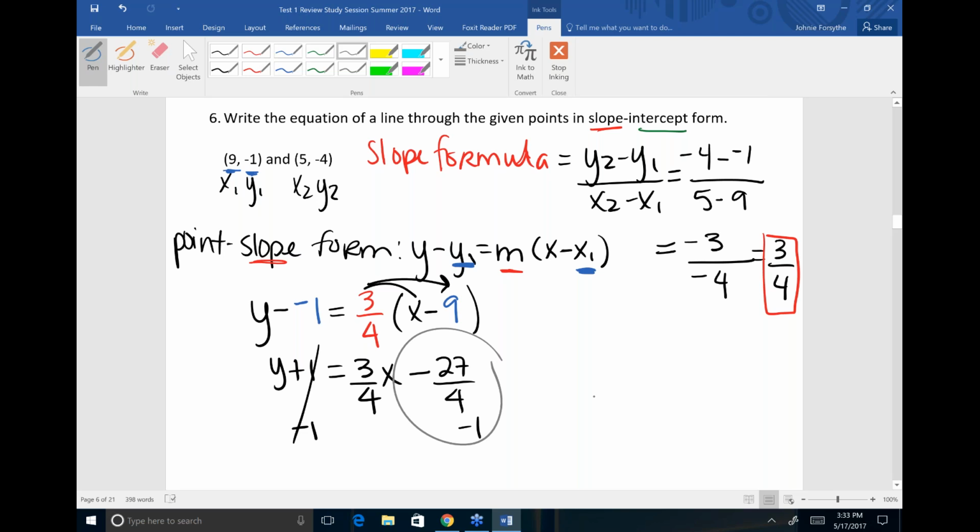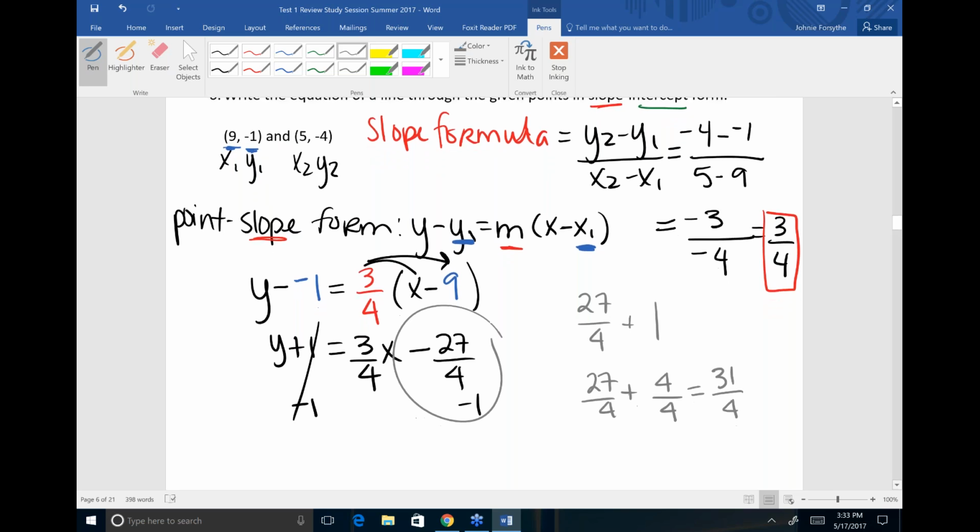So a negative plus a negative is going to give you another negative. So I'm going to ignore the signs and just know that my final answer is going to be negative. So 27 over 4 plus 1. I need to get common denominators. I want to get a denominator of 4. So 27 over 4 plus something over 4. What's divided by 4 would equal 1? 4. So 27 over 4 plus 4 over 4 would be 31 over 4.